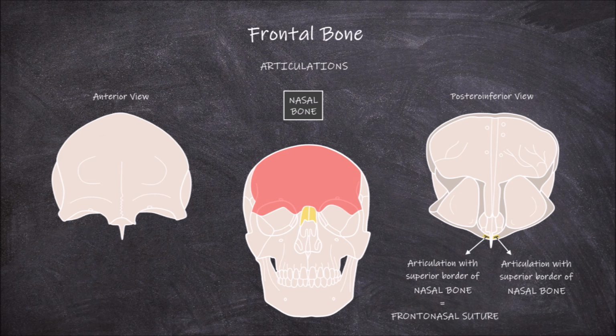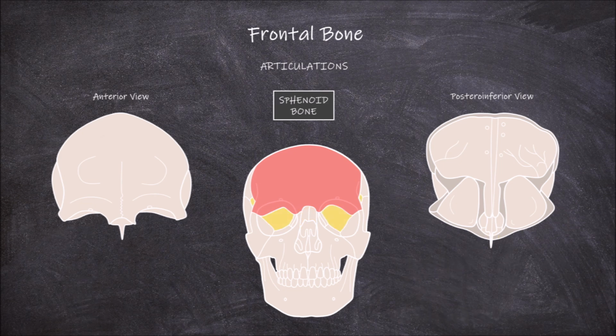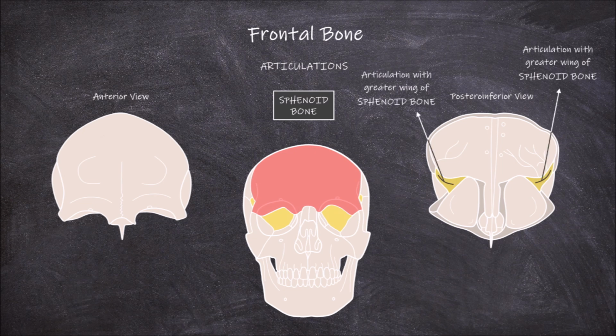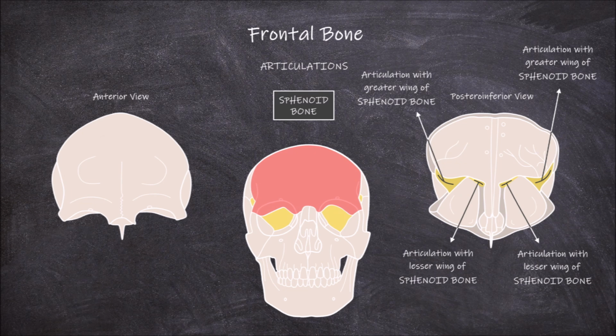The next articulation is with the sphenoid bone. The inferior part of the parietal margin of the frontal bone articulates with the rough area on the greater wing of the sphenoid bone. In addition, the posterior border of the orbital plate of the frontal bone articulates with the lesser wing of the sphenoid bone. This forms the sphenofrontal suture.